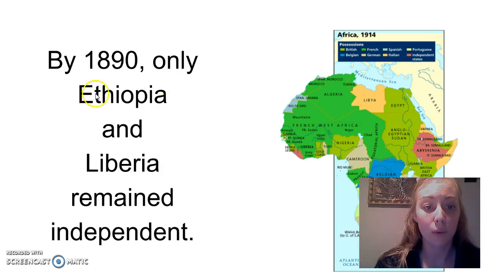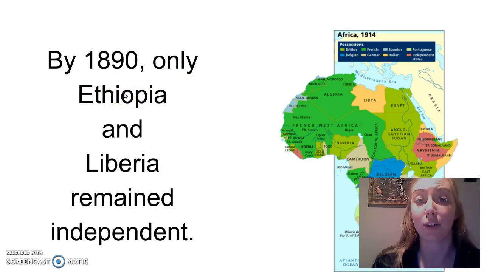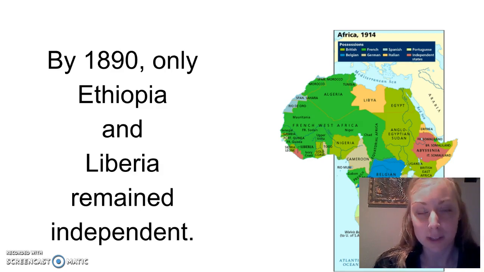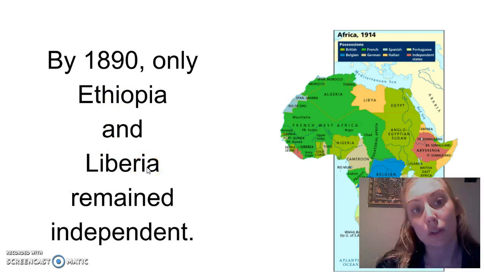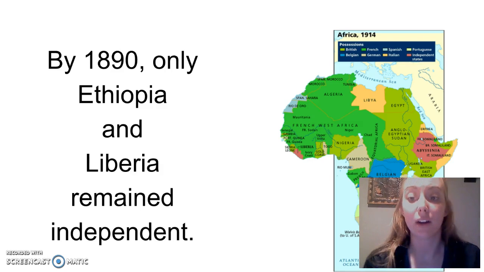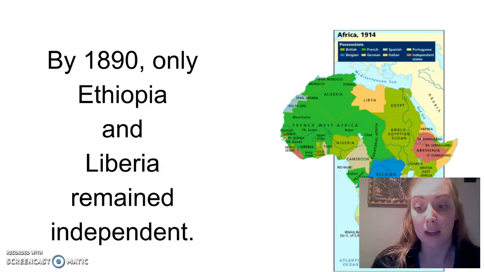One was Ethiopia, and Italy had actually tried to take Ethiopia. It was the only African country to fight against a European country and win. And so Ethiopia beat Italy, so Italy was kind of embarrassed about that. And Liberia. Those were the only two places in Africa that remained independent or free by 1890.